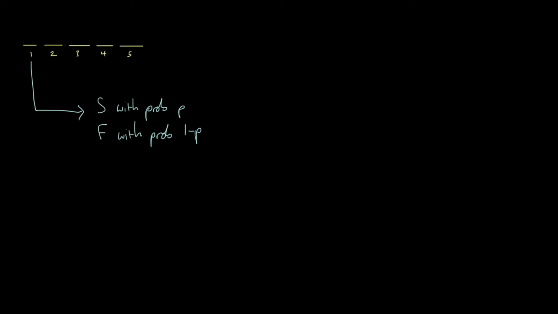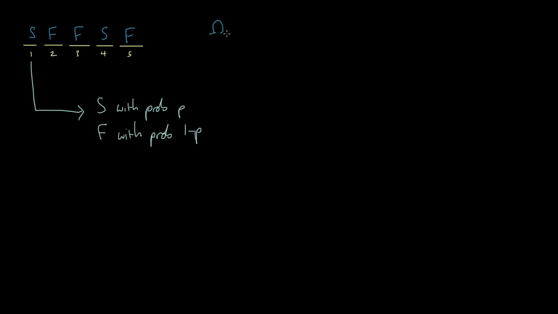And so let's look at a sample outcome for this experiment. We could get a success on the first trial, followed by a failure on the second, another failure on the third, a success on the fourth trial, and a failure on the fifth trial. This is a sample outcome of this experiment: S, F, F, S, F. And in general, all our outcomes are going to look something like this.